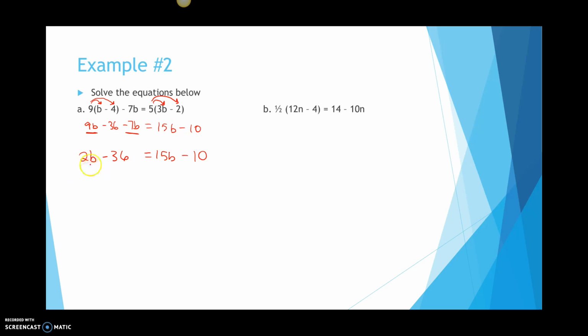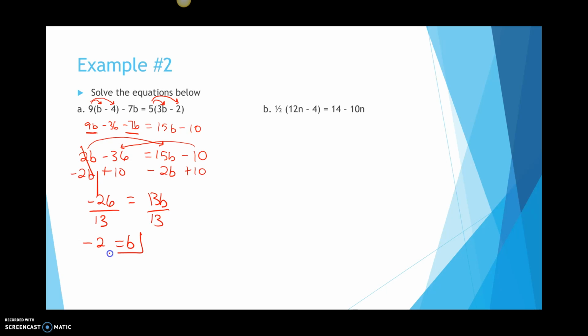Now for this one, I'm going to move the 2b over to the right side, and I'm going to move this 10 over to the left. So I'm going to subtract 2b to both sides, and I'm going to add 10 to both sides. So I have negative 26 equals 15b minus 2b, excuse me, gives me 13b. I'm going to divide 13 to both sides. Negative 26 divided by 13 is going to give me negative 2 equals b.